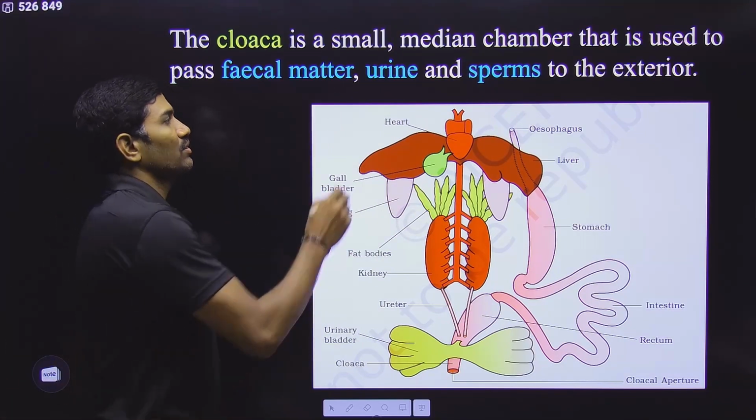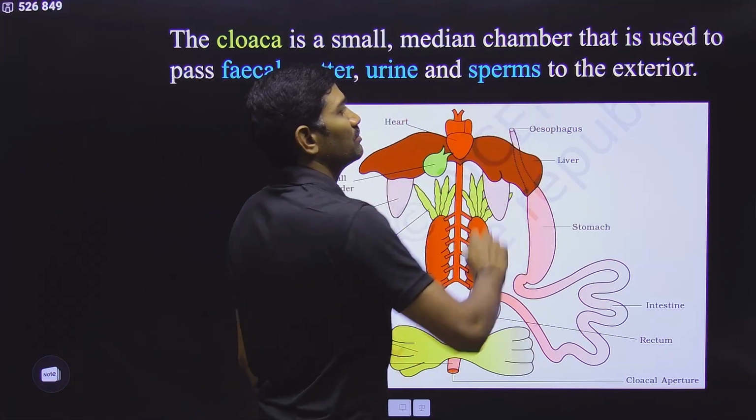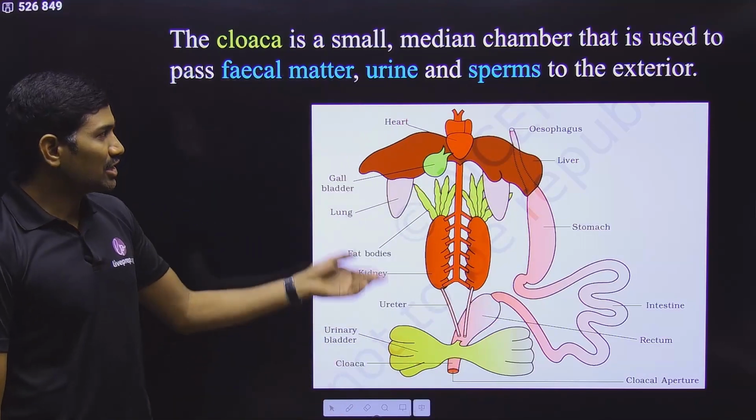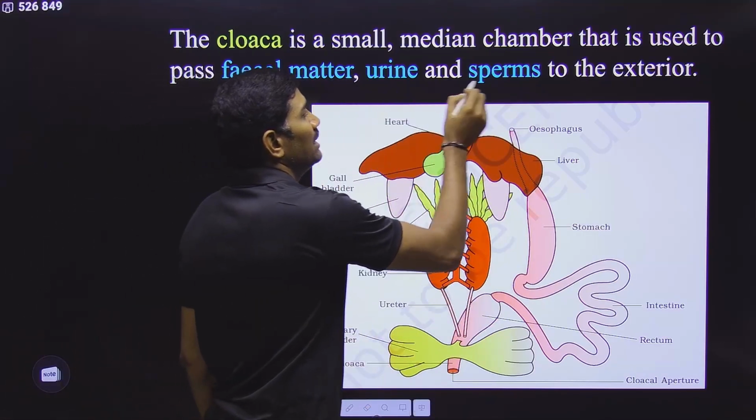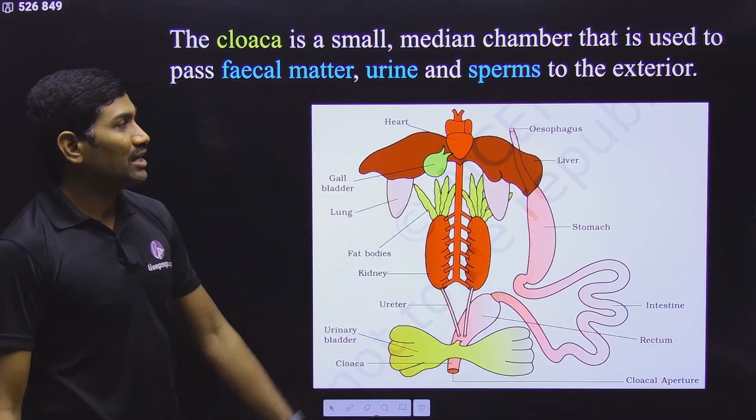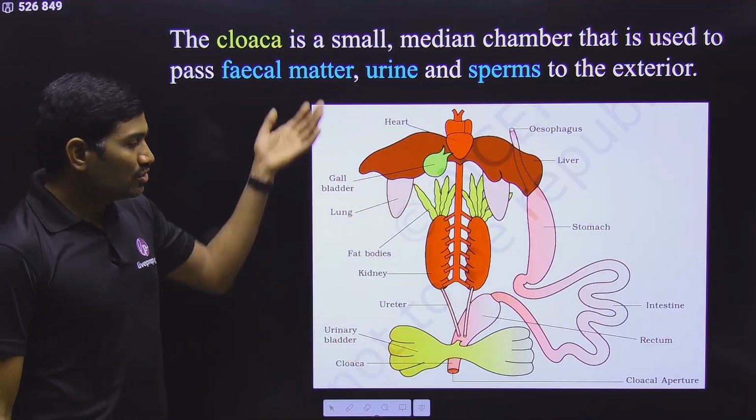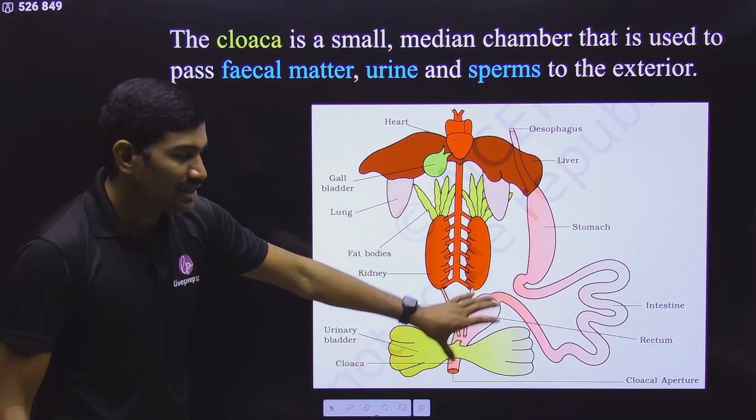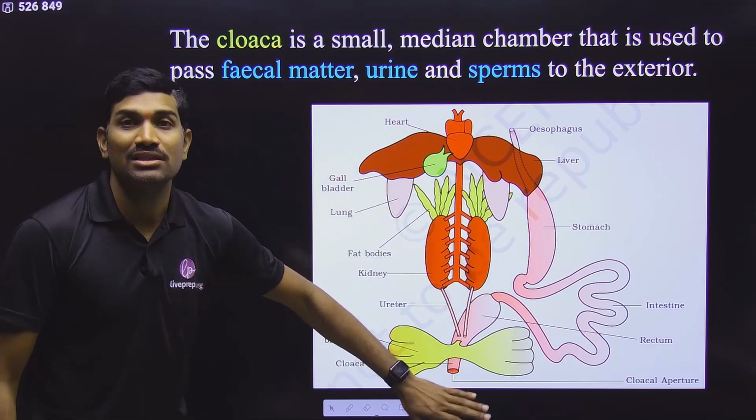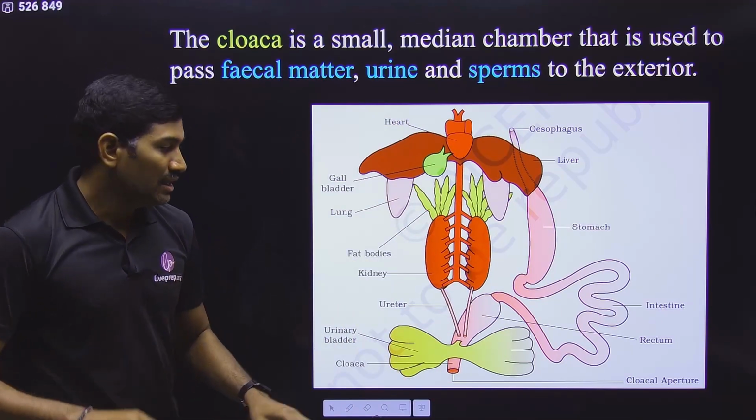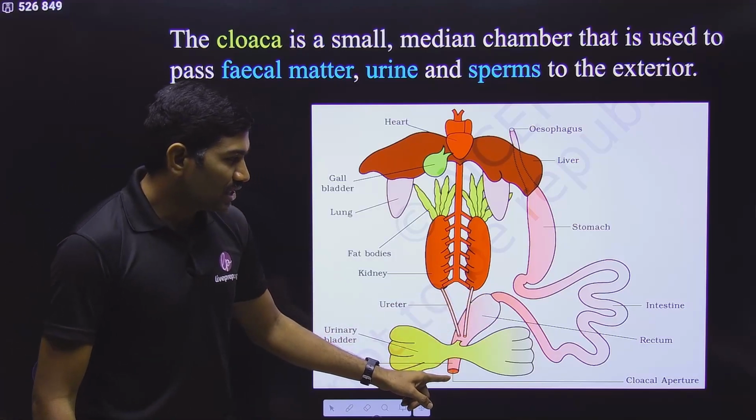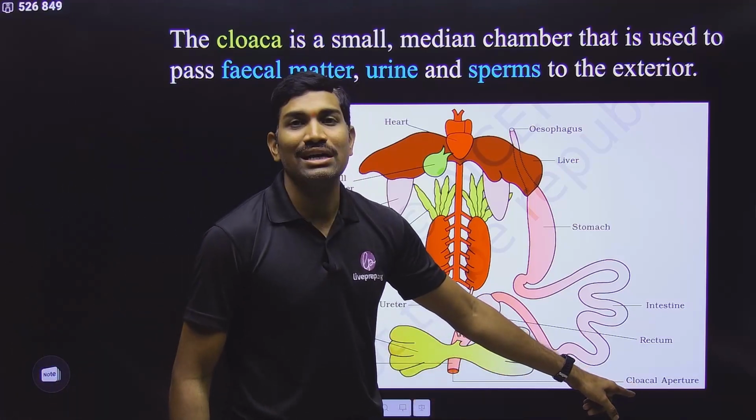Fecal matter, urine, and even the sperms go to the exterior in the case of male. In the case of a female individual, fecal matter, urine, and ova. So this is how the cloaca is the common passage for all these things. The concept of cloaca is not present in the human. This cloaca will open outside through an opening called the cloacal aperture.